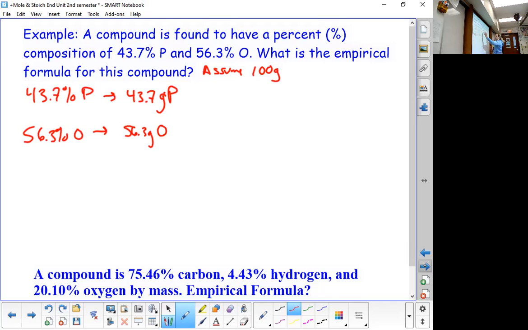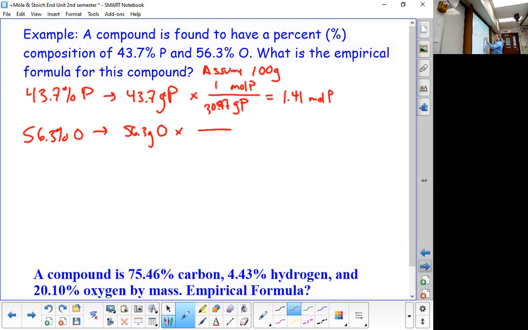So percent to mass, and then we're going to go mass to mole. We're going to take the molar mass of phosphorus off the periodic table. It's 30.97. So the 43.7 grams divided by the molar mass, and we have 1.41 moles of phosphorus in this compound.